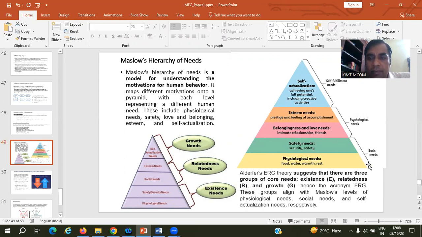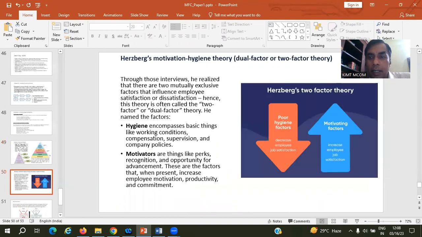The same 5 needs are regrouped, recategorized in ERG theory. So these two theories we discussed and compared: how these 5 were regrouped into 3 requirements. Then we also discussed the two-factor theory, which is about how motivation is controlled by two factors. One is hygiene, one is motivating factors in the work environment. These two also we discussed.